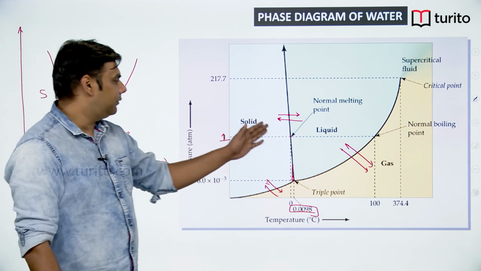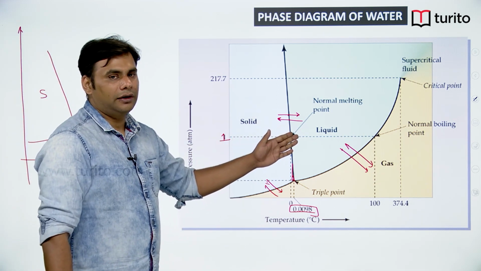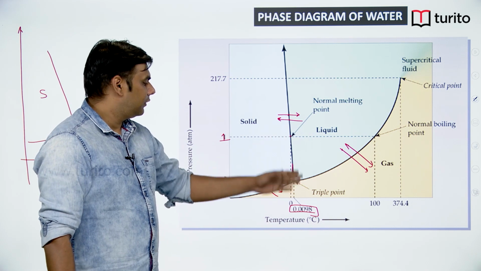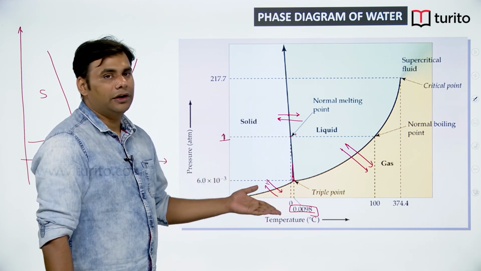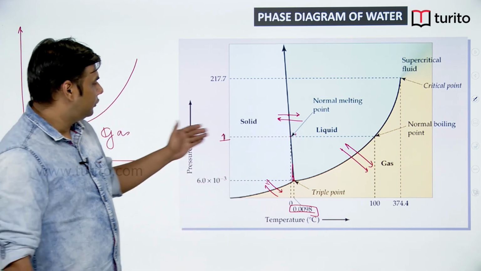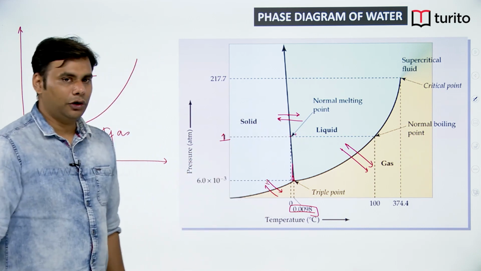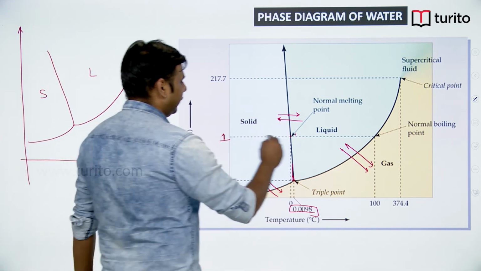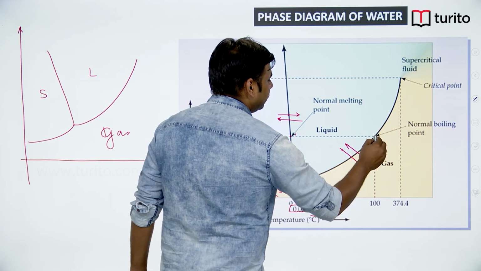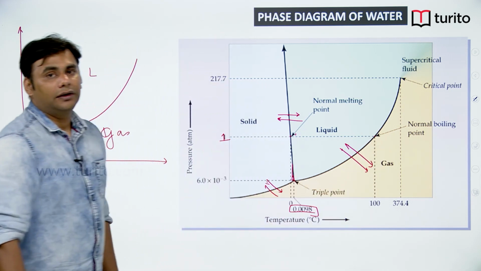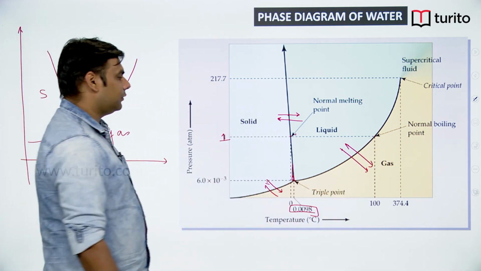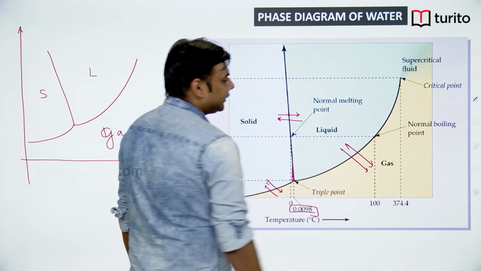Because at 1 atm, the temperature at which the vapor pressure of solid and liquid becomes equal is your freezing point. So when it becomes 1 atm, this is the freezing point, that is 0 degrees Celsius. When you extend this line and you meet this graph where the equilibrium between liquid and gas exists, this is the point where liquid and gas will coexist together.